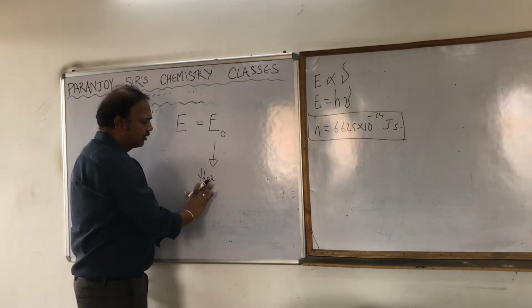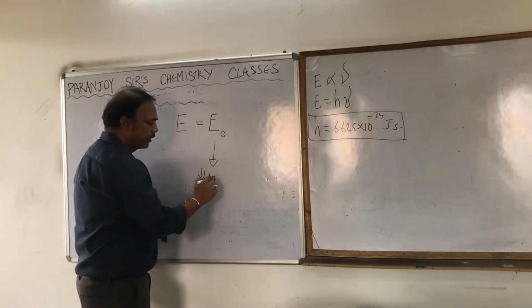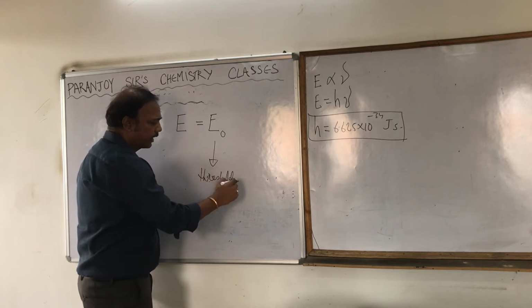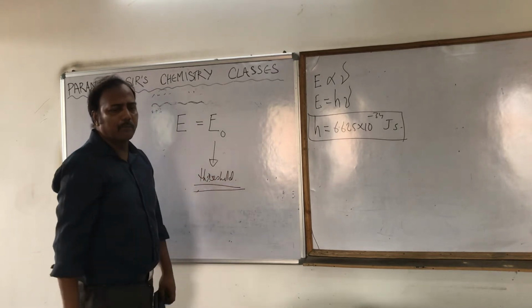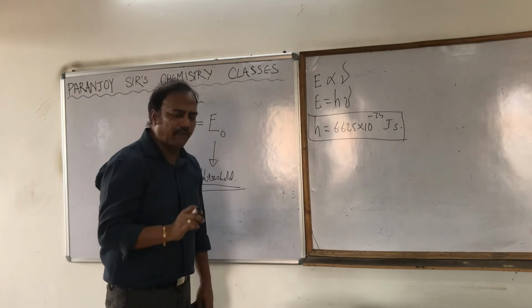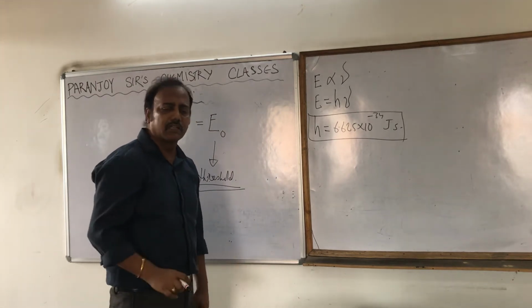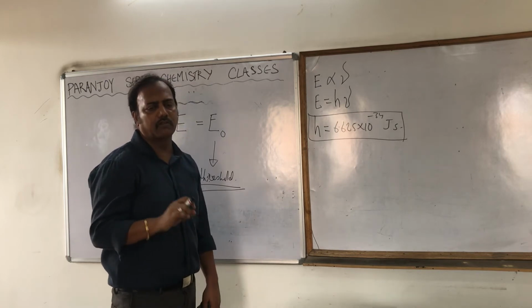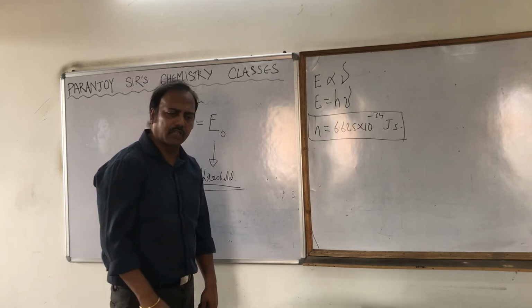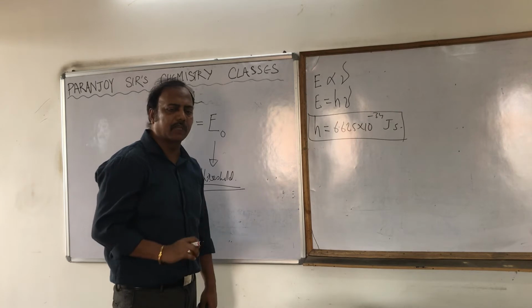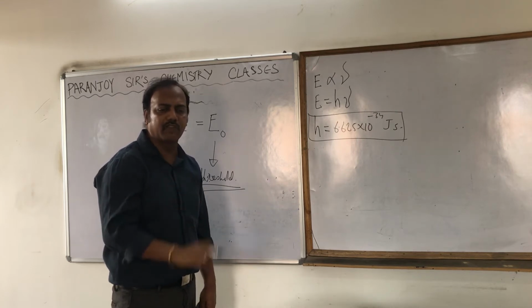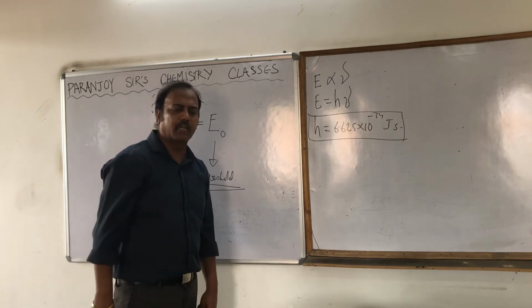Threshold energy. So what is threshold energy? The minimum energy of a photon required to just loosen up the electron from the metal surface. Whatever minimum energy is required to loosen it from the metal surface, that particular energy is called what?